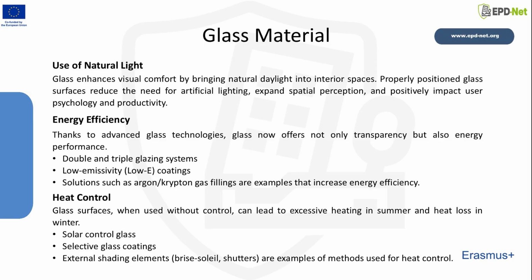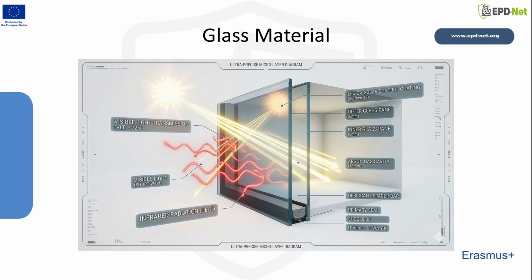Modern glass technologies address these issues through double and triple glazing systems, low emissivity (low-E) coatings, solar control coatings, and argon or krypton gas fillings. Low-E coatings reduce heat transfer while maintaining transparency. Solar control glass reflects infrared radiation, limiting overheating.